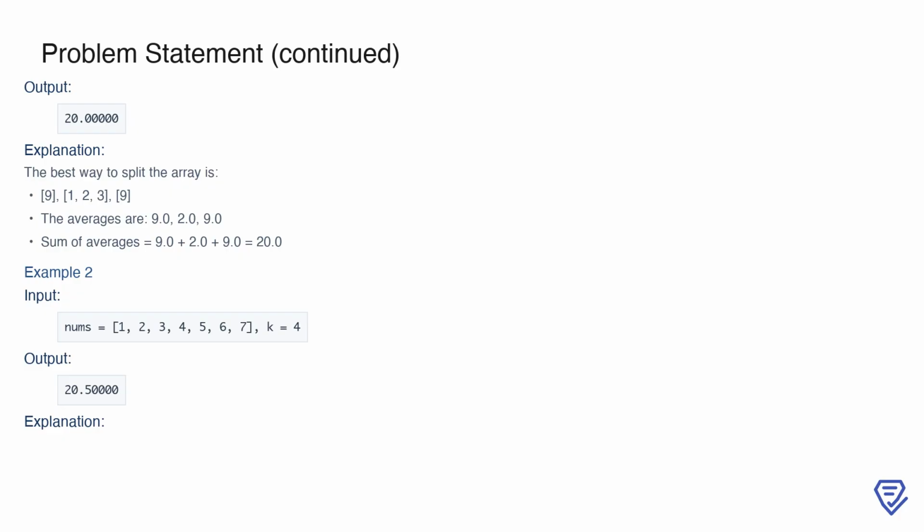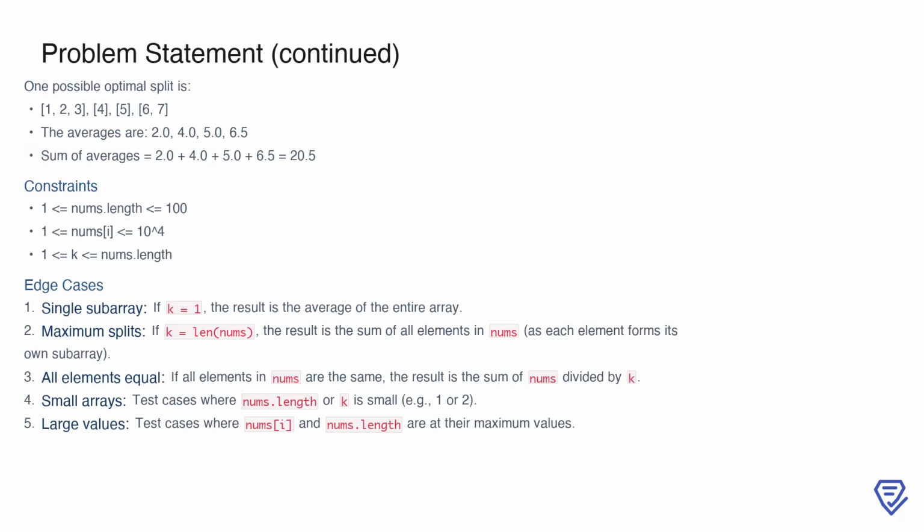In another example, if nums is 1, 2, 3, 4, 5, 6, 7, and k is 4, the maximum score is 20.5. The specific explanation for this example is described next. In the second example, one optimal way to split the array is [1, 2, 3], [4], [5], and [6, 7]. For these subarrays, the averages are calculated as 2.0, 4.0, 5.0, and 6.5, respectively. Summing these averages gives us a total score of 20.5.